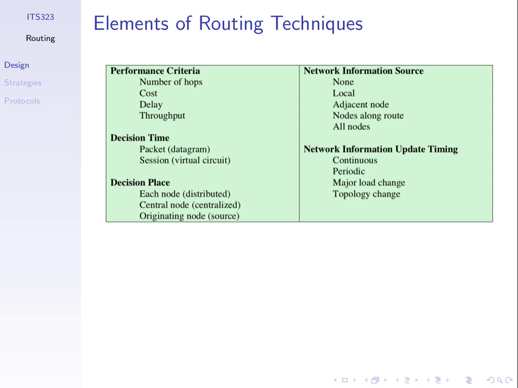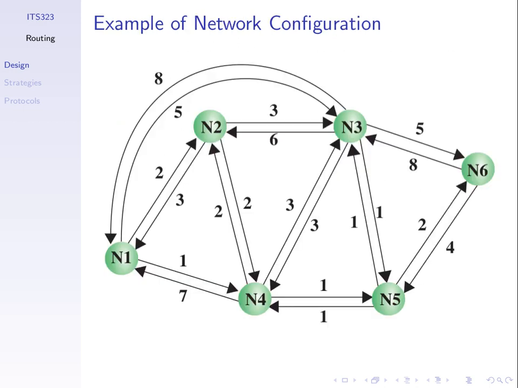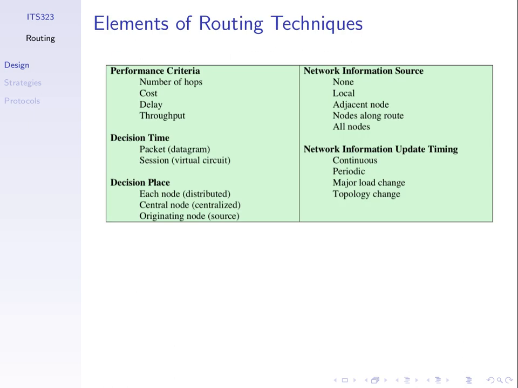Performance criteria. What does this number 1, 7, and so on, what do these costs represent? Well, they can represent different things. Number of hops. So a simple cost metric that we can use is number of hops. So in fact, if we use number of hops, each link would have a cost of 1. Okay, on our diagram, all links are cost of 1, and then we'd choose a path with the least number of hops. That's a very simple way, and commonly used in some networks.